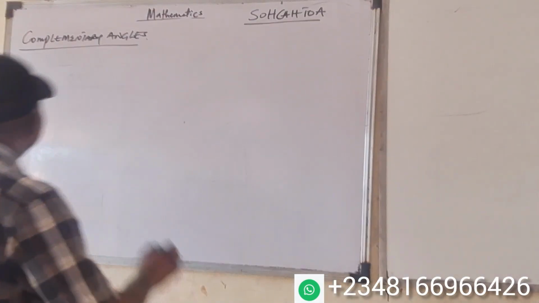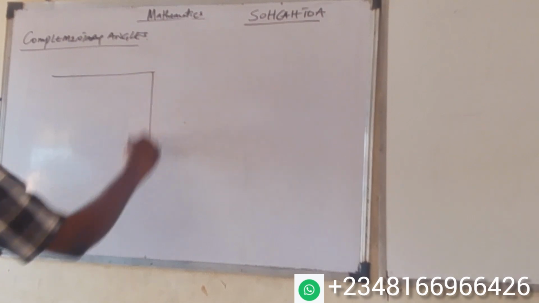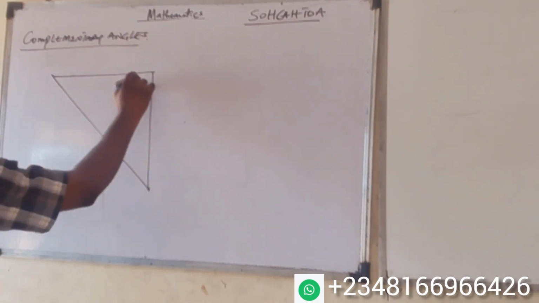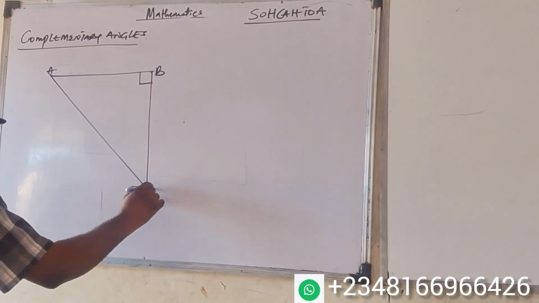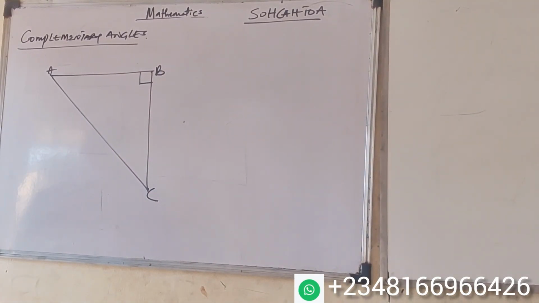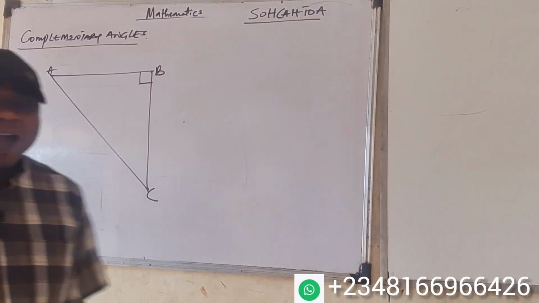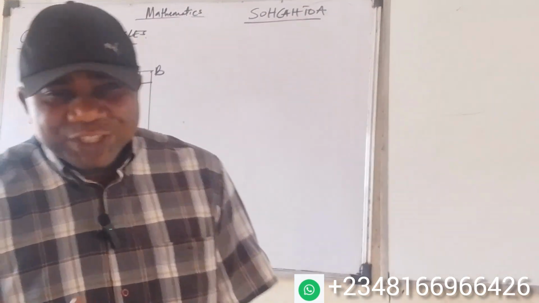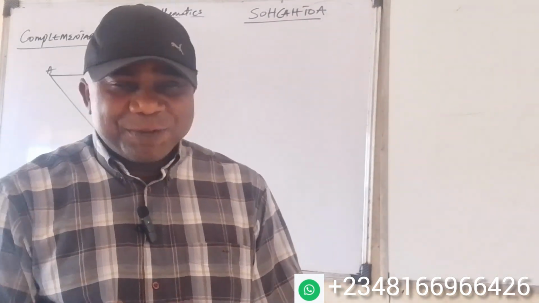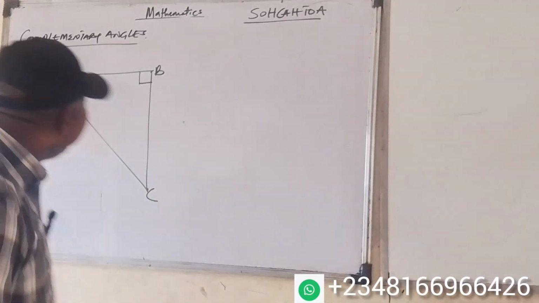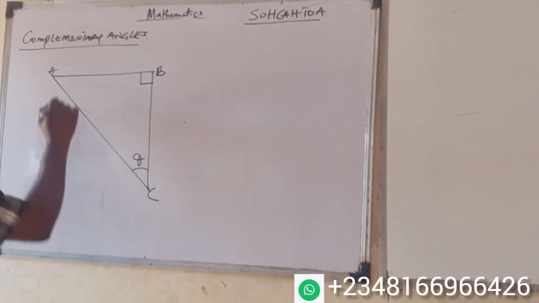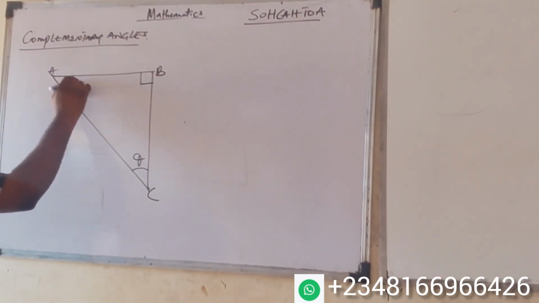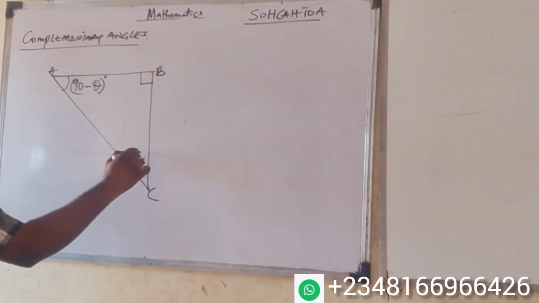Now, let's look at this. When you have a shape, this is a right angle triangle. Let's call this A, B, and C. We all know that the sum of angles in a triangle is equal to 180 degrees. So if this angle here is theta, this angle here will be 90 minus theta.